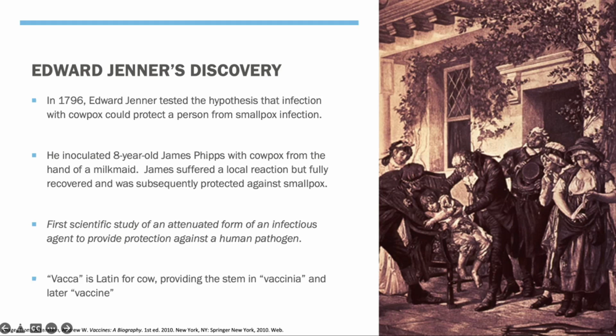This today is one of the most famous experiments in vaccine history. The main reason is that it was the first scientific study of an attenuated form of an infectious agent to protect against a human pathogen. One interesting point to note: vacca is Latin for cow, providing the stem in vaccinia and later vaccine, which wasn't a term that came to be used for many years after that.